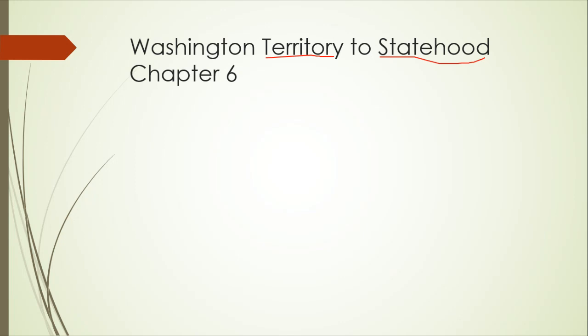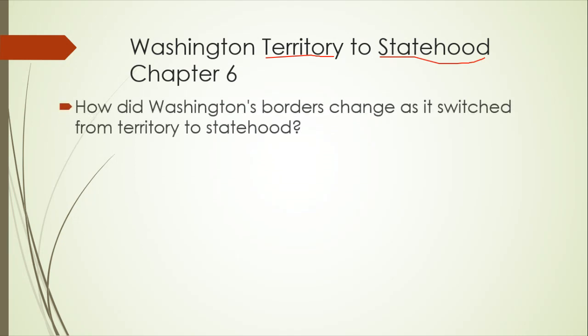So here we go. There are three essential questions that we are going to try to answer by the end of chapter 6. That first question is this, and I would like you to write these questions down because these questions could be great review for you folks. So, how did Washington's borders change as it switched from territory to statehood?